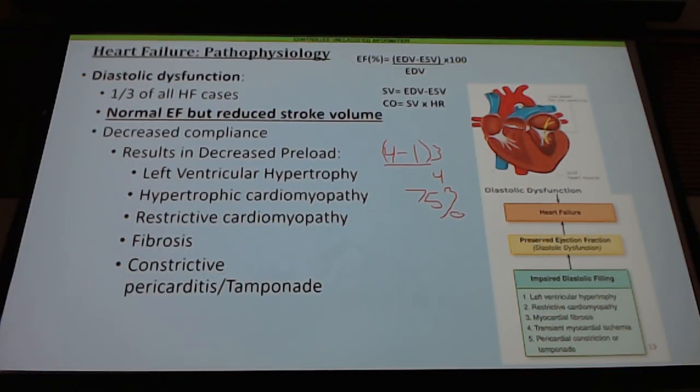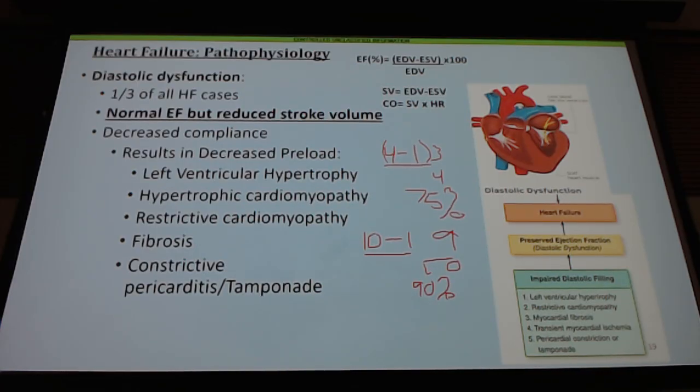But let's compare that to a normal functioning heart, okay? So let's say that our end diastolic volume, because it's able to tolerate all that volume, all that preload, is 10. It's going to eject whatever blood is there. We'll say that that's 1. That means that it's 9 over 10 times 100, so 90%. Okay?